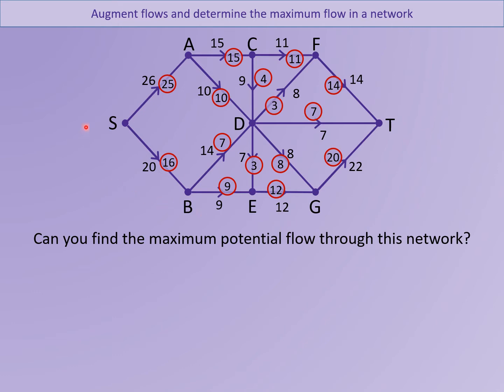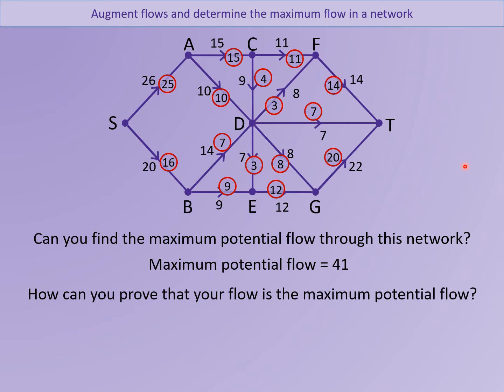And you might get to this position and think, actually, how do I know that is the very best? How do you know that 41 is the very best flow through that network? So that's the next question. Have a think about it. How would you know that that is the very best flow? Just pause there and have a think.